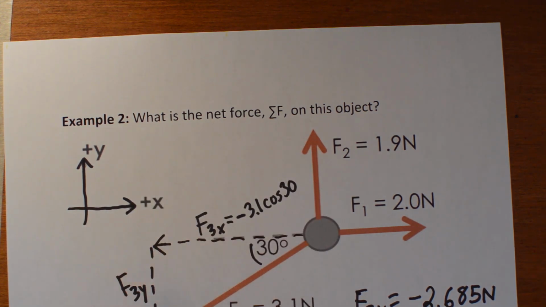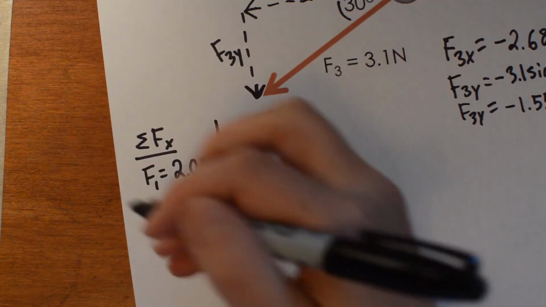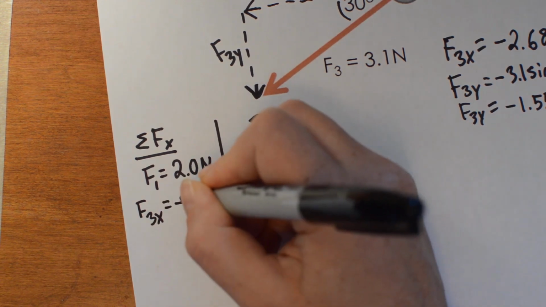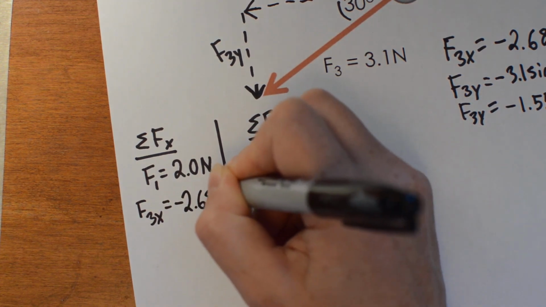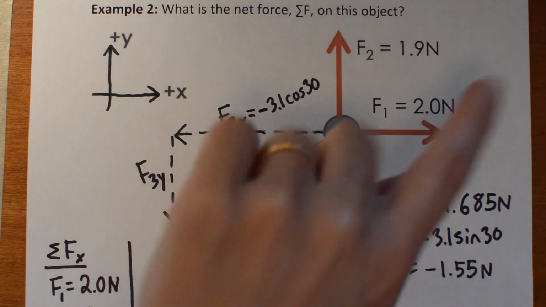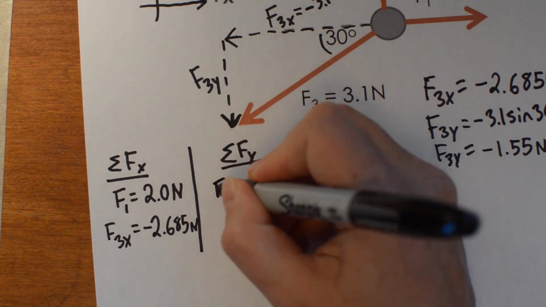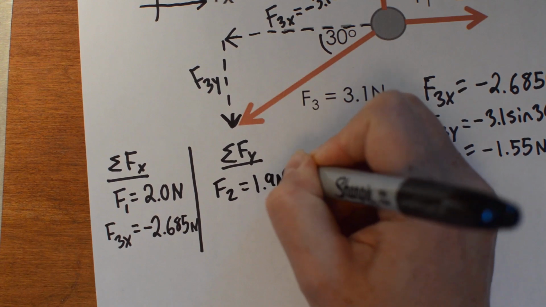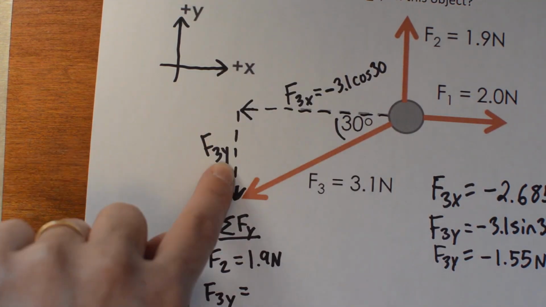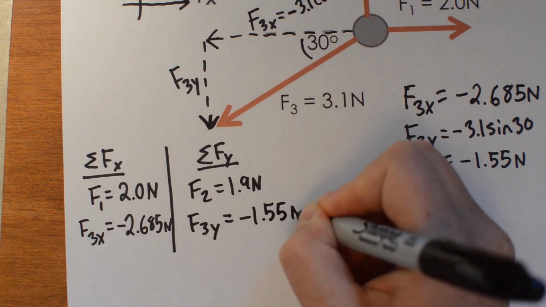F3 has one x component here, and that is the negative 2.685. So F3 in the x direction only is negative 2.685 newtons. All right, y direction forces, F1 has no component, there's F2, and that's up, so it's positive. So F2 is 1.9 newtons. And then there's F3y. This component right here is in the y direction, and that is negative 1.55 newtons.